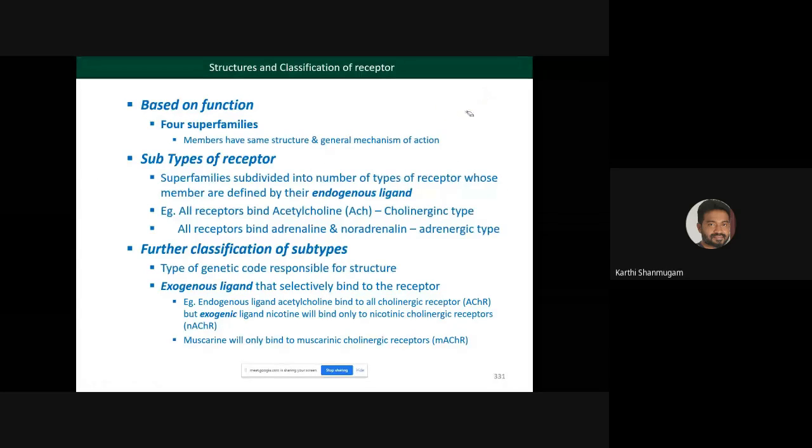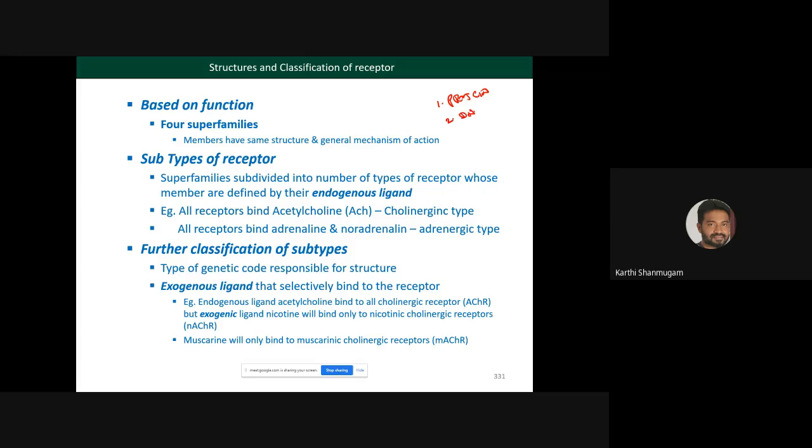Okay, so we have four important classes of drug target. The first class is the protein. The second class is DNA, RNA. The third class is lipids. The fourth class is carbohydrates. So these are called the major drug targets, right?